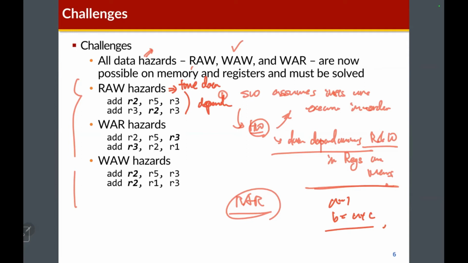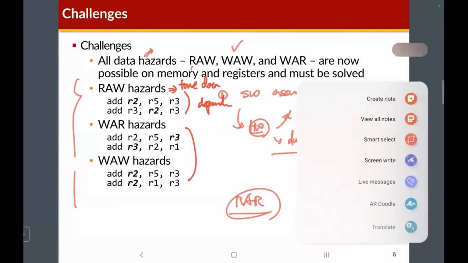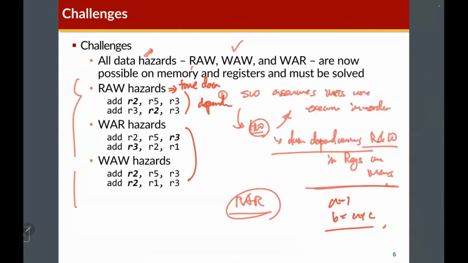Well, how about the WAR hazard? Programmers do not consider cases like the WAR hazard and then the WAW hazard. So what's the problem? Let's see this WAR hazard. The first add instruction needs to read data from register R3, but the next add instruction tries to write data to R3.